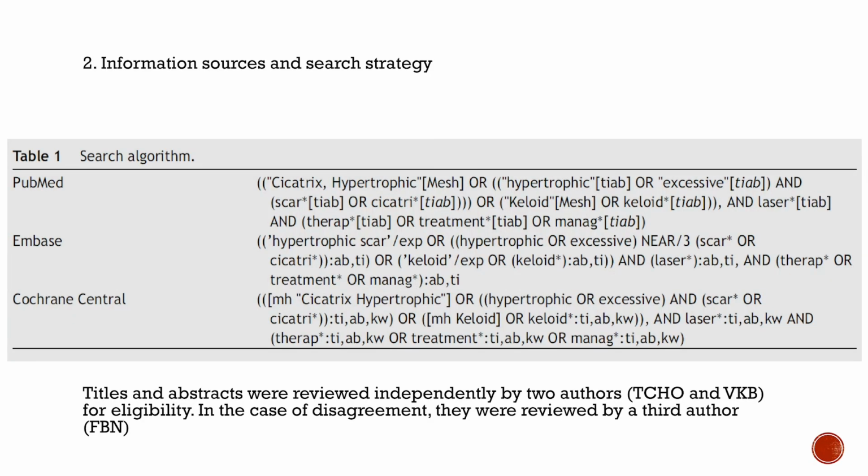Now here we can see the information sources and search strategies for the papers. So this is the search algorithm as given in the paper. Sir, here I would like to ask you if you can help me make head or tails of this. So, basically 3 databases were searched: PubMed, Embase and Cochrane Central. And the keywords which were used were either cicatrix or hypertrophic or keloid or excessive or scar, and treatment or laser or therapy.